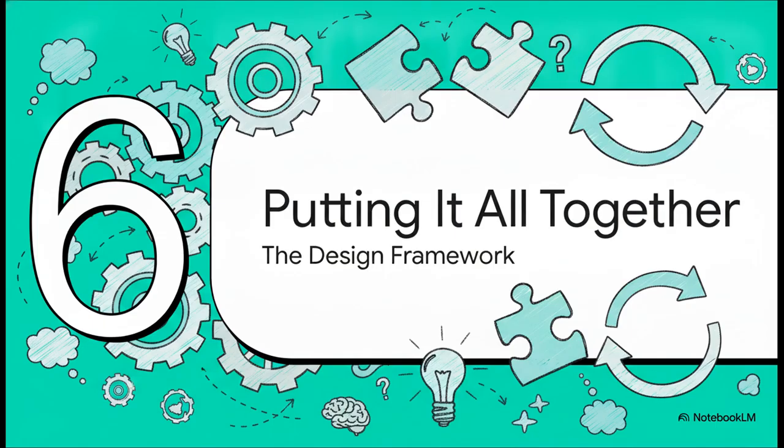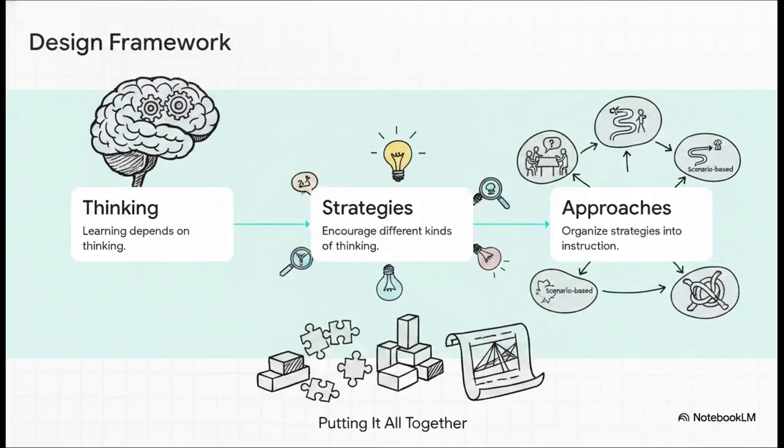Finally, Section 6, putting it all together: the Instructional Design Framework. Let's look at how all of this builds into the overarching instructional design framework you've been constructing this whole time. Step 1, we establish that learning depends on thinking. Step 2, we select our active learning strategies specifically because they encourage different kinds of thinking. And step 3, which is what we really dug into today, we use broad approaches like collaborative, scenario-based, or problem-based learning to organize those individual strategies into meaningful, cohesive instruction.